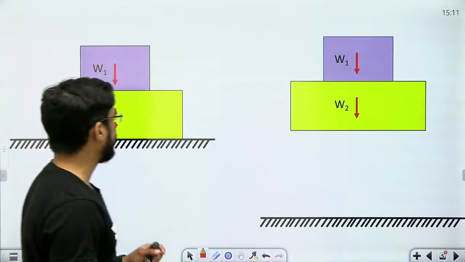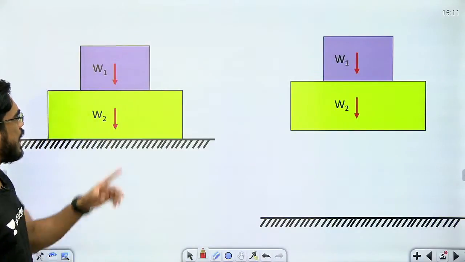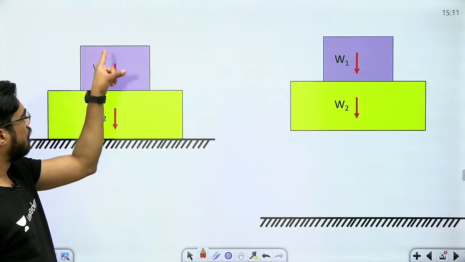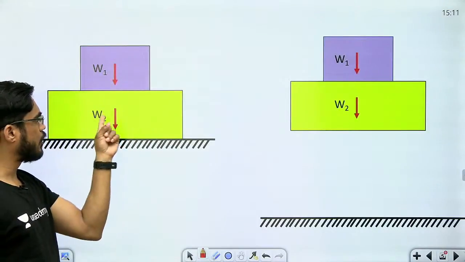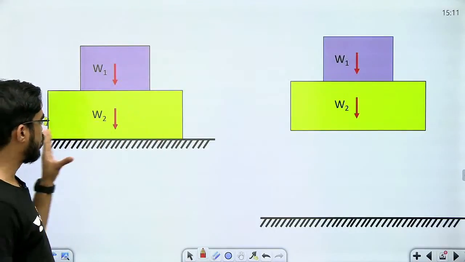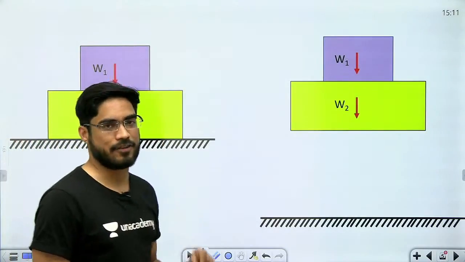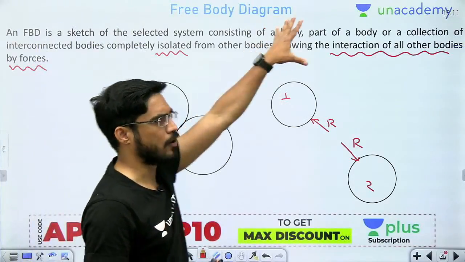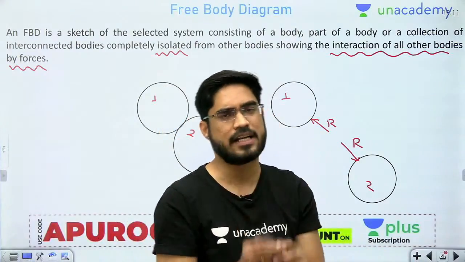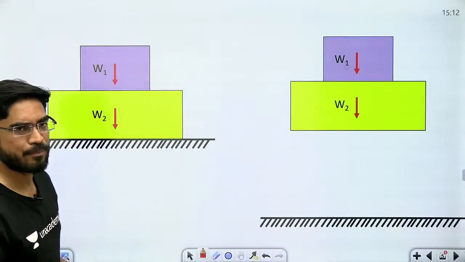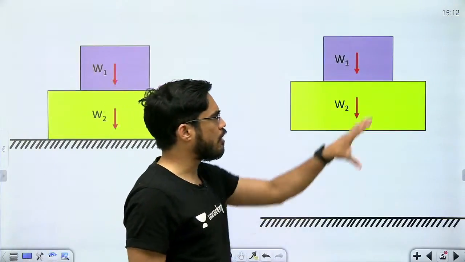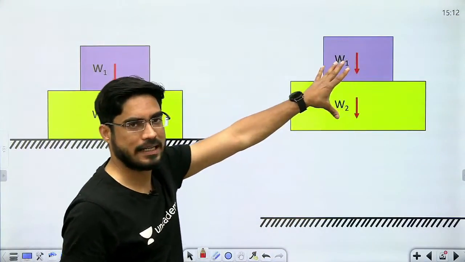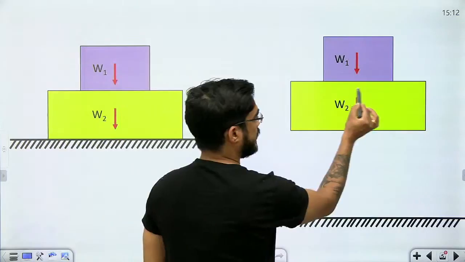So for that purpose, I am considering a very simple example. I have two boxes. One is purple and one is yellow, okay? The weight of the purple box is W1, the weight of the yellow box is W2, and these boxes are resting on a flat surface, okay? Now beta, I told you that you can draw the free body diagram of a body, or you can also draw the free body diagram of interconnected bodies, okay? So in the first example, I will draw the free body diagram of both these bodies connected together, okay? So let's say W1 and W2 both are connected together. So you don't need to show the interaction between them.